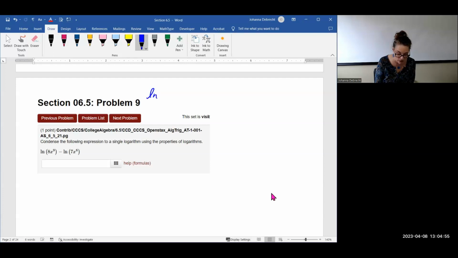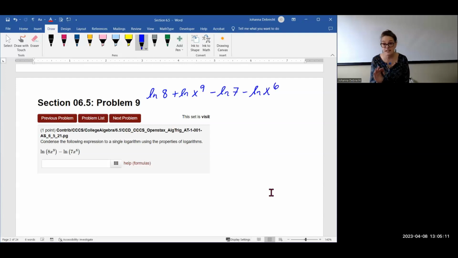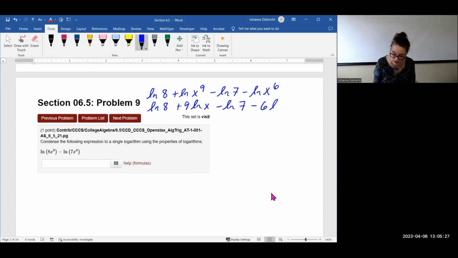So this would be natural log of 8 plus natural log of x to the 9th. And then because this has a minus here, both of these are going to be minus when you stretch it out: natural log of 7 minus the natural log of x to the 6th. Still not fully stretched out, because you have two answer parts with a power on them, which could be brought to the front. So you have natural log of 8 plus 9 natural log of x minus the natural log of 7 minus 6 natural log of x. Now that's fully stretched out.